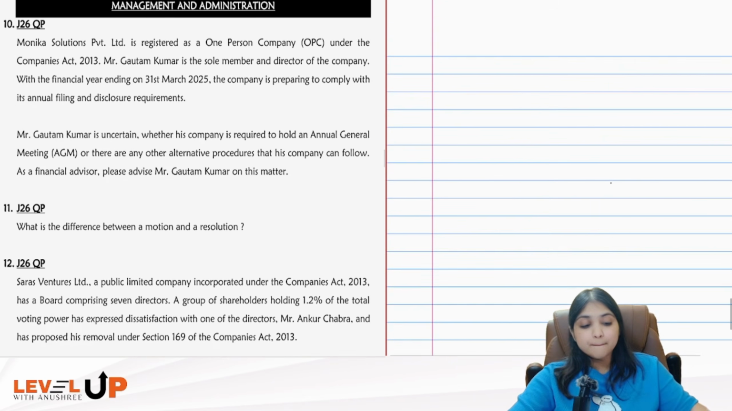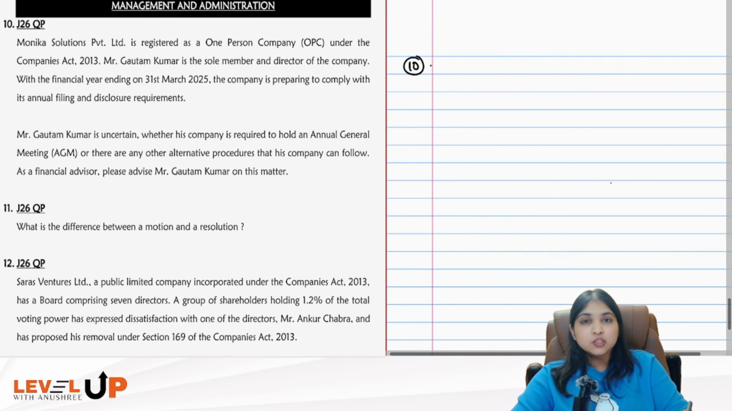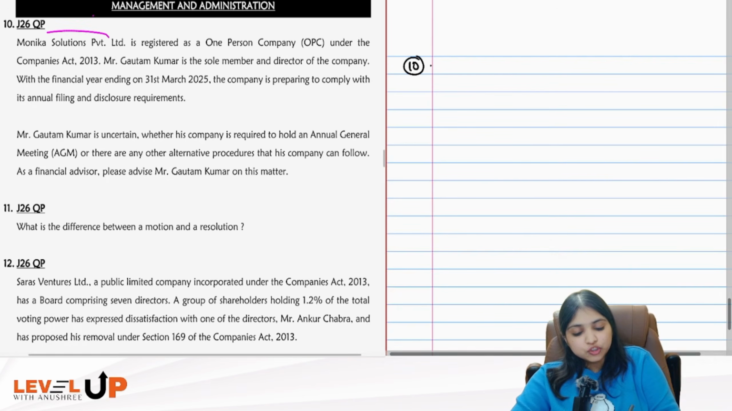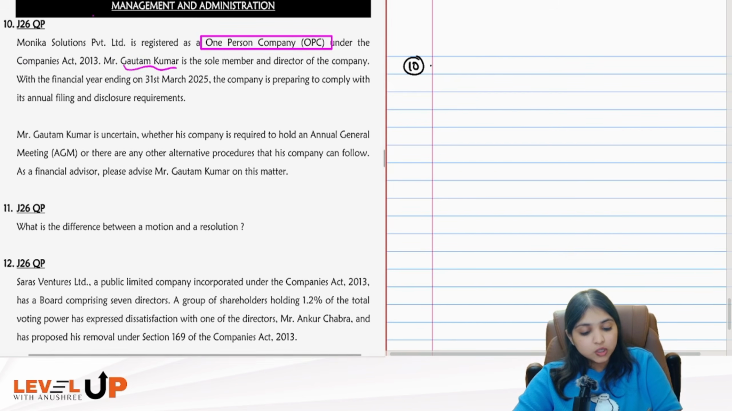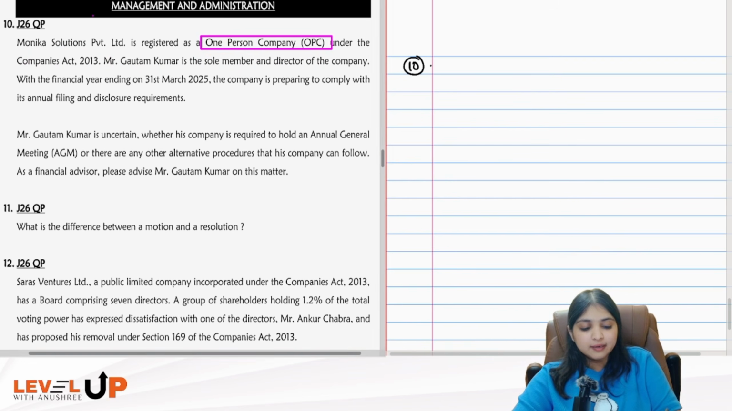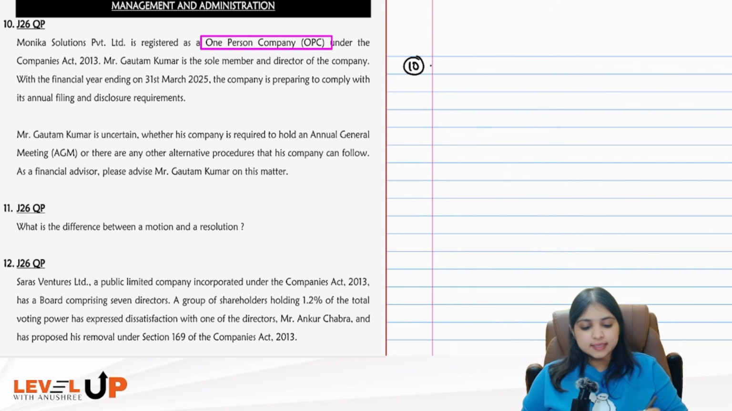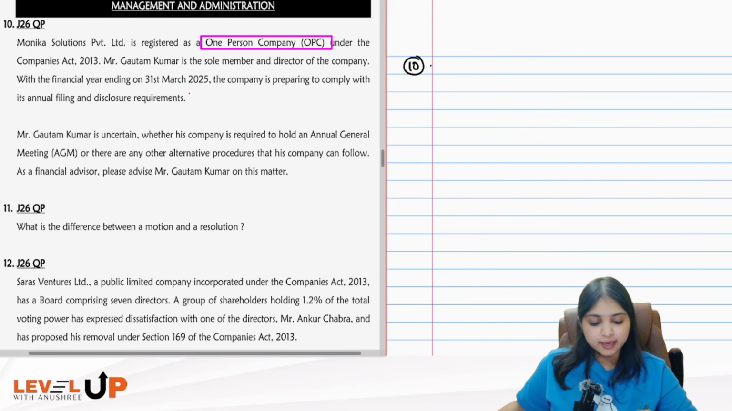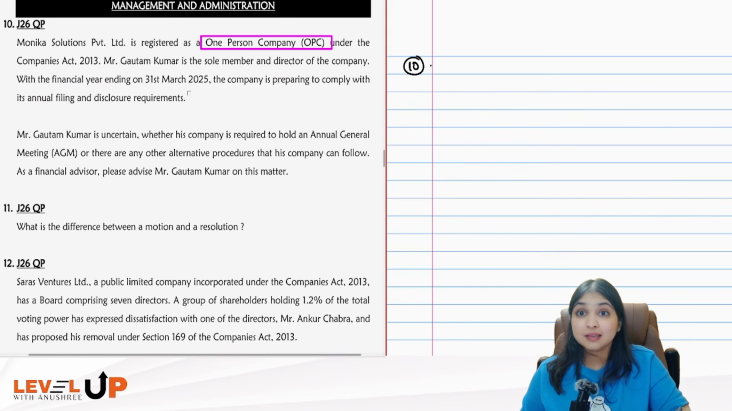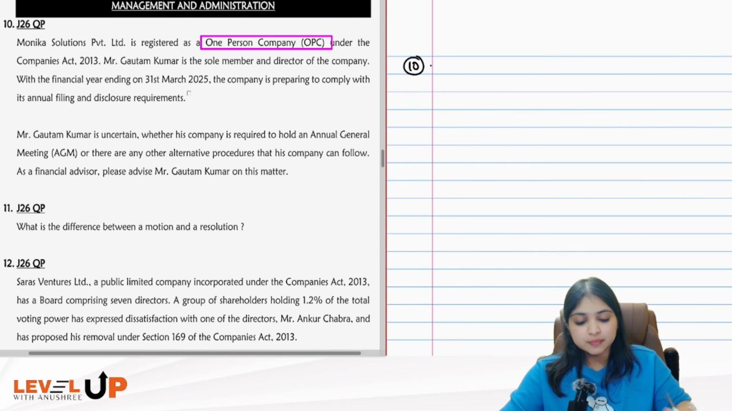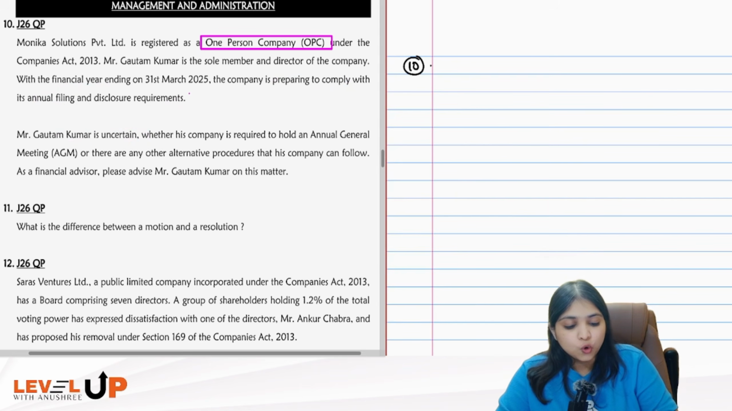This is from your management and administration chapter. The question says, Monica Solutions Private Limited is registered as a One Person Company under the Companies Act 2013. Mr. Gautam Kumar is a sole member and director of the company. With the financial year ending on 31st March 25, the company is preparing to comply with its annual filing and disclosure requirements. Keep in mind, it's a One Person Company. Mr. Gautam Kumar is uncertain whether his company is required to hold an AGM.